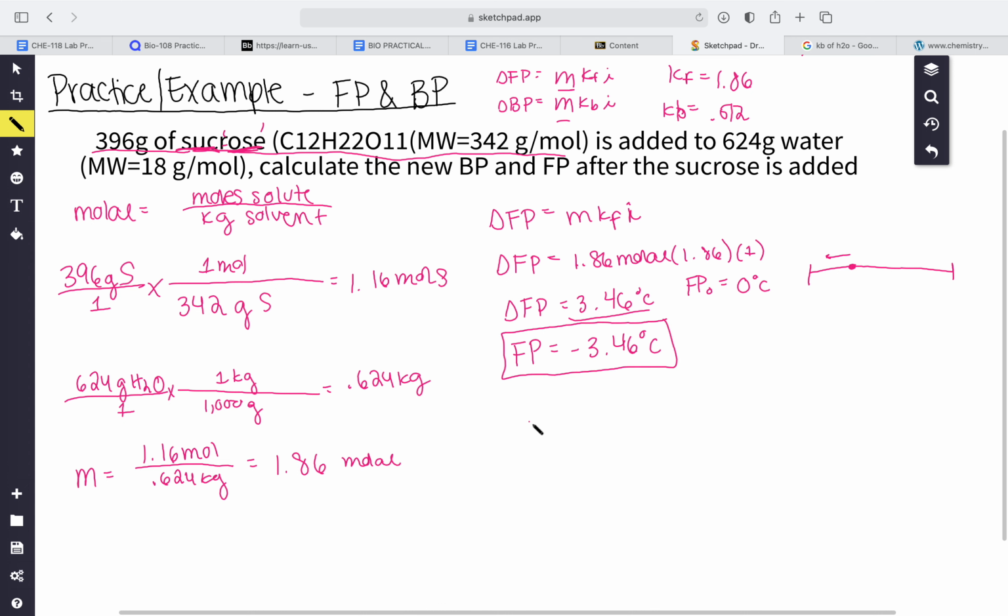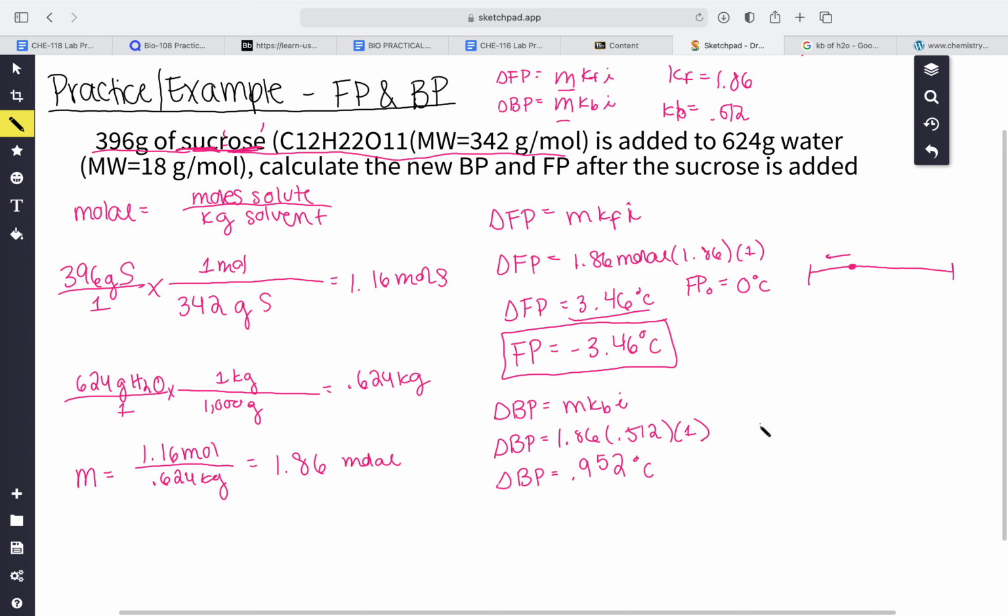All right, now that we have that one done, we can do the change in boiling point, and it's going to be m Kb i. Again, i is going to be the same thing, so we can just say that we're doing 1.86 molal times the 0.512, and then times 1. You don't have to add the 1 in there, but I'll just show that there. Then the change in boiling point is going to be equal to 1.86 times 0.512. So this will be 0.95, no, we'll say 0.952. Get it to 3 sig figs.